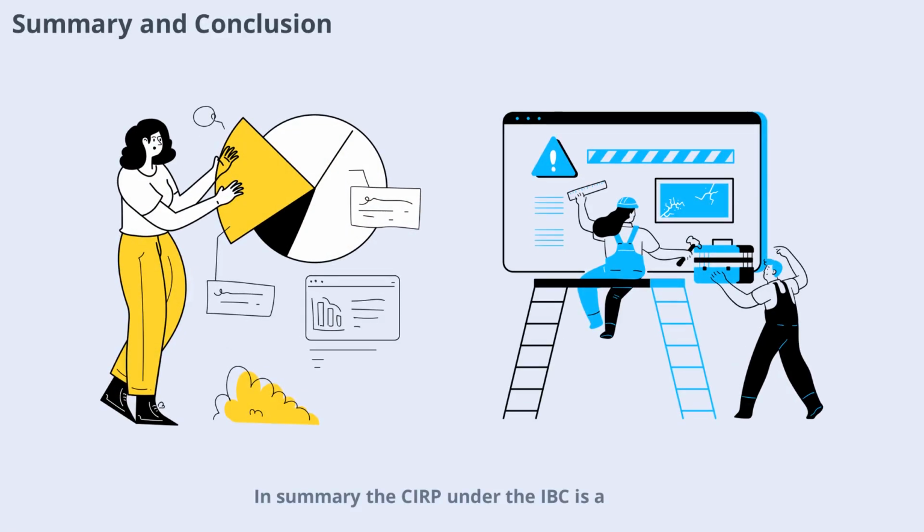Summary: the CIRP under the IBC is a structured and efficient process for resolving corporate defaults. It involves strict timelines, clear eligibility criteria, and a transparent decision-making process. The roles of creditors, the IRP, and the adjudicating authority are clearly defined, ensuring fairness and efficiency. Judicial precedents and practical guidelines further strengthen the process, making it a cornerstone of corporate insolvency resolution in India. Understanding these steps is essential for anyone involved in or studying insolvency law.